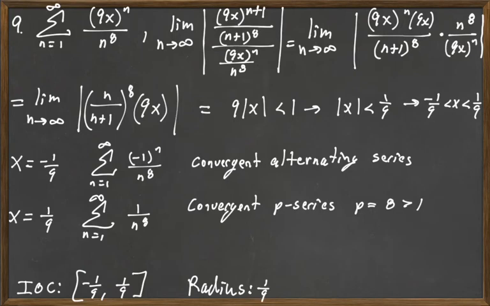So it's certainly possible to have convergence at both endpoints, at one endpoint, or at none of the endpoints. All right, two more to go.